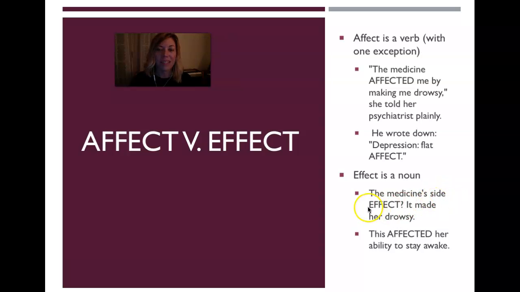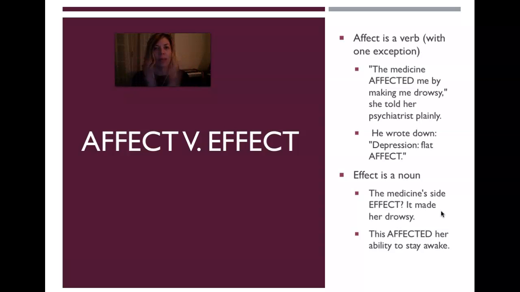So the medicine's side effect, it made her drowsy. This affected her ability to stay awake. So if you can remember this, I always teach this using the example of medicine, because we have how it affects us and what the effect is. So the medicine affects you by making you tired. The effect is you're tired.